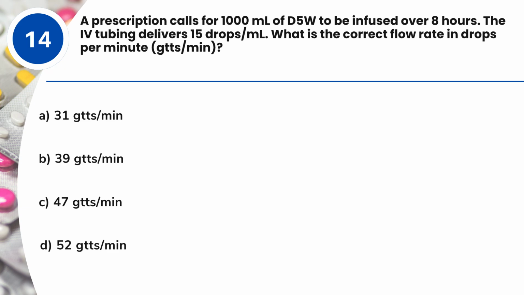Question 14. A prescription calls for 1,000 milliliters of D5W to be infused over 8 hours. The IV tubing delivers 15 drops/mL. What is the correct flow rate in drops per minute, gtts/min? A. 31 gtts/min. B. 39 gtts/min. C. 47 gtts/min. D. 52 gtts/min?